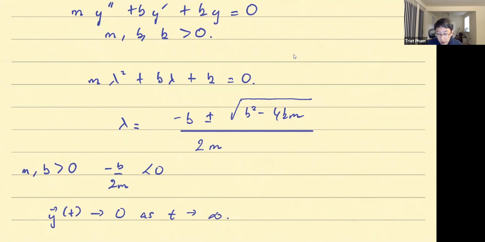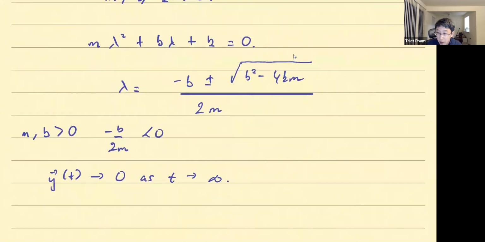And of course, that accords with what we know about how the spring mass system behaves. As long as damping is present, then you will go to zero. The mass will stop at equilibrium as time goes on. Nothing surprising there. But there are different cases.